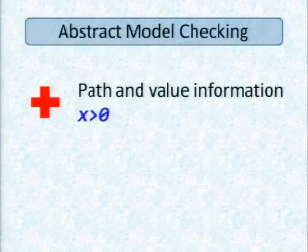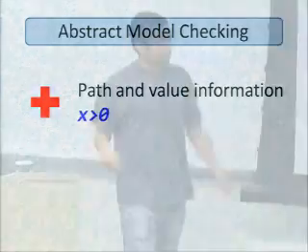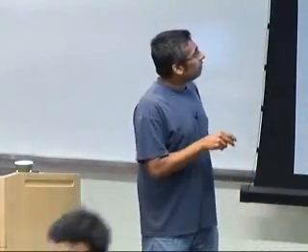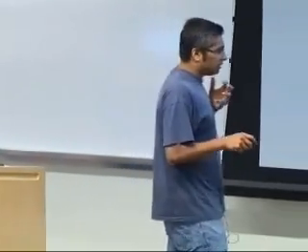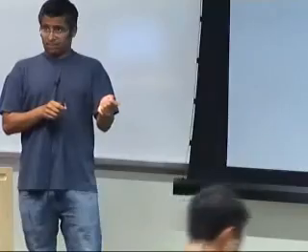Now, the great thing about this kind of technology, what I'm generally calling abstract model checking, is that it's very good at capturing path and value information. So, for example, in order to prove that some kind of locking protocol is met, often one has to know the values of certain status flags at various points. So right now the value of x is 1, or x is positive.